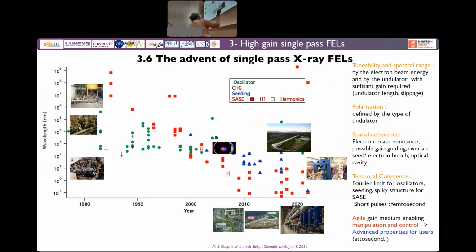So temporal coherence, I spent some time on this. It's kind of tricky because with SASE, you have these uncorrelated wave trains which emit a spiky structure, but we can deal with it with different schemes. Short pulses, so femtoseconds, and now attoseconds. So actually, I would add to the words of Charlie Brau that he said that we had a very nice gain medium. I would say it's an agile gain medium, because we can play, manipulate and control this gain medium to have advanced properties for users.